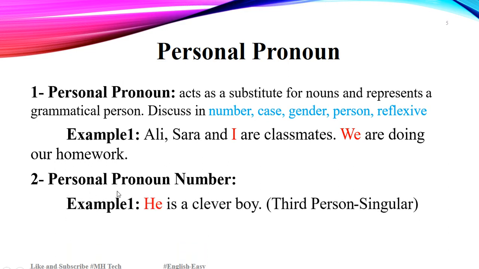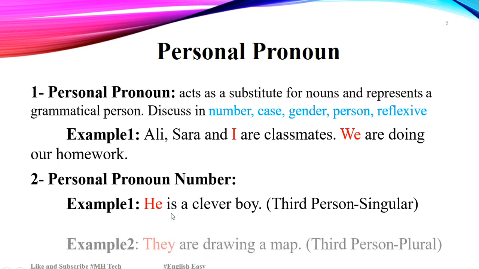So here we have personal pronoun number, which is singular and plural. Here we have one example: He is a clever boy. Here we have he, and the word he is third person singular. It's not plural, but third person singular. It's a pronoun used for the masculine gender.